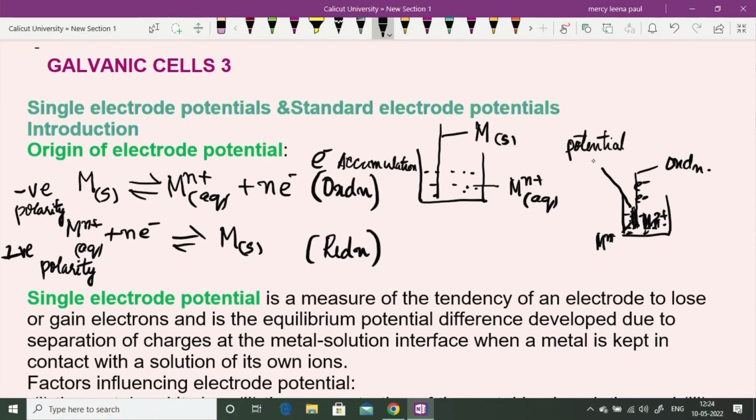Potential is developed, and this potential is known as electrode potential. In the other case, it will be the opposite: instead of electrons accumulating on the metal part, when reduction occurs there will be a deficiency of electrons, and automatically the negatively charged ions get accumulated. An electrical double layer is formed and a potential is developed, and that will be the electrode potential of that particular electrode. So, in both ways, whether oxidation or reduction, an electrical double layer is formed due to accumulation of charges, and that is responsible for the electrode potential.